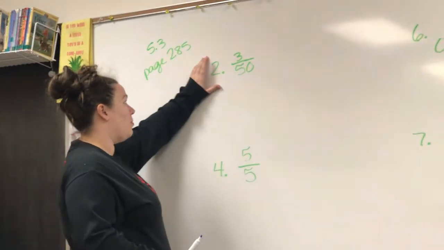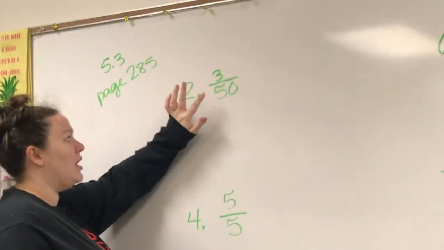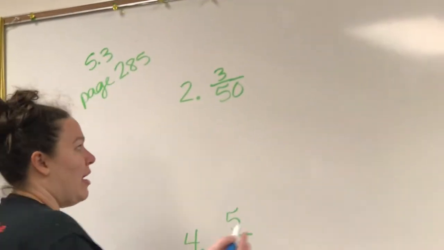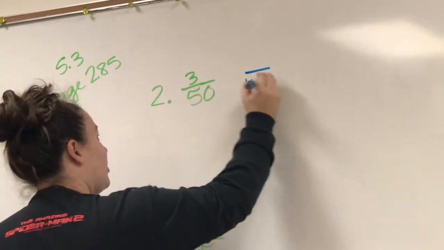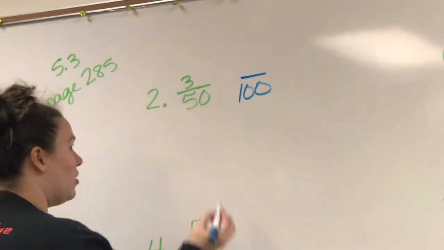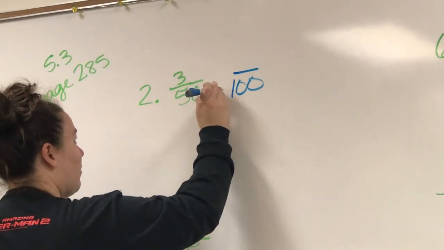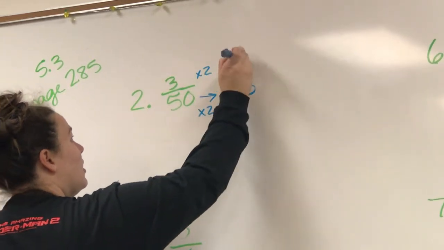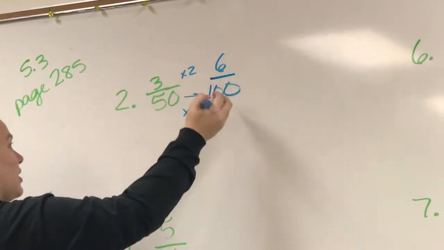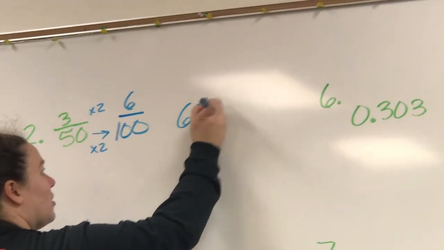So on problem number 2, it gives us 3/50ths, or 3 out of 50. And we know that percentage means out of 100. So we need to make all of these out of 100. How did we get from 50 to 100? We multiplied by 2, multiplied by 2, 6. 6 out of 100 is 6%.